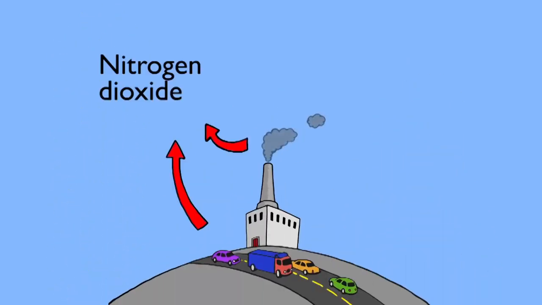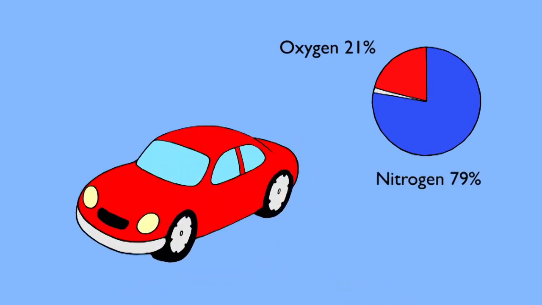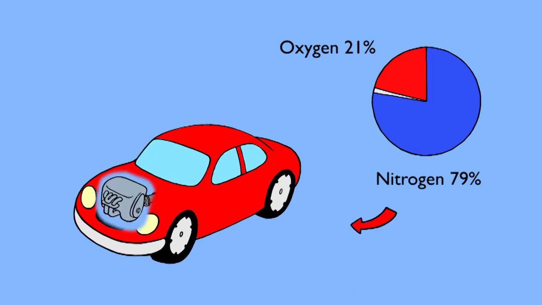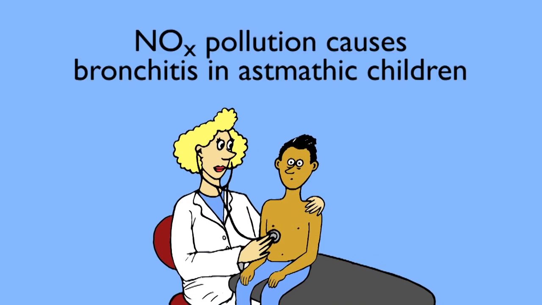Next, nitrogen dioxide emissions come from cars and factories where fuels are combusted. You may recall oxygen forms about 21% of our atmosphere, whilst nitrogen forms 79%. In a hot engine, a tiny amount of nitrogen atoms join with oxygen atoms to form mixtures of nitrogen oxides, called NOx. Studies have proven that there is a causal relationship between the symptoms of bronchitis, a respiratory disease being seen in children with asthma, as a result of long-term exposure to this pollutant.